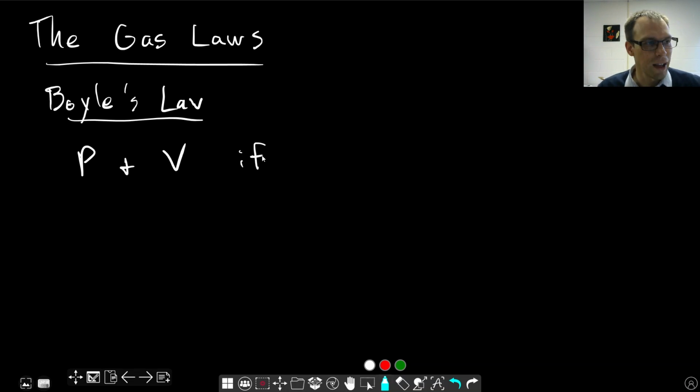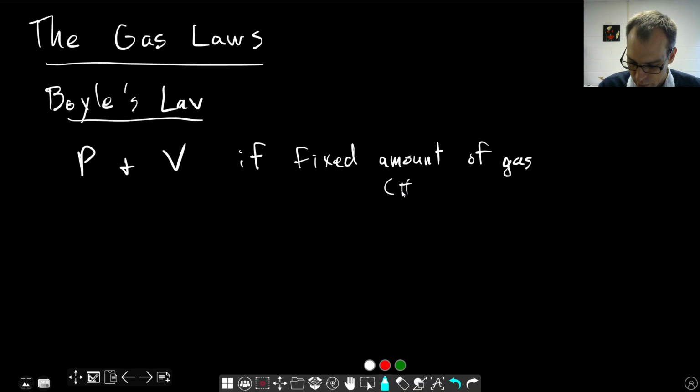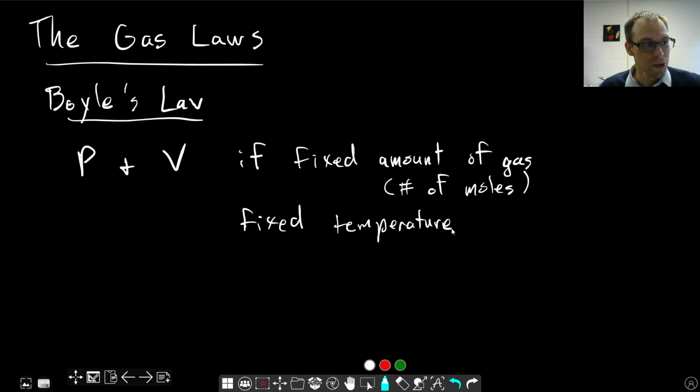And specifically in the cases where we have a fixed amount of gas, meaning number of moles. At the time, they didn't know about molecules and moles, but Boyle was still able to figure out this relationship despite not knowing this, and also for a fixed temperature. So this is if you are able to control those two variables. So controlling the amount of gas is pretty straightforward. You have a balloon or something, right? And you don't let any in or out. And then you have it at a fixed temperature.